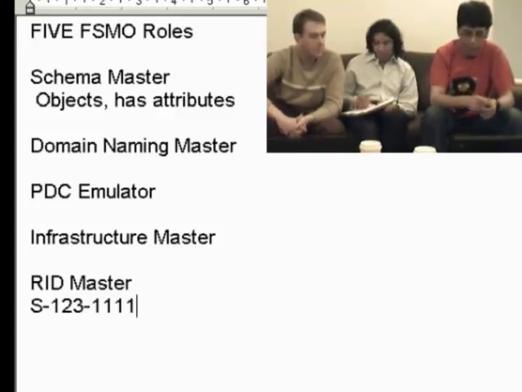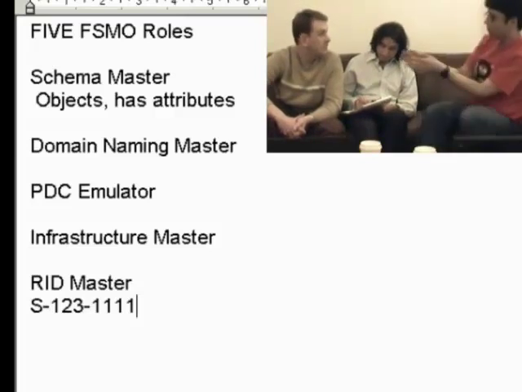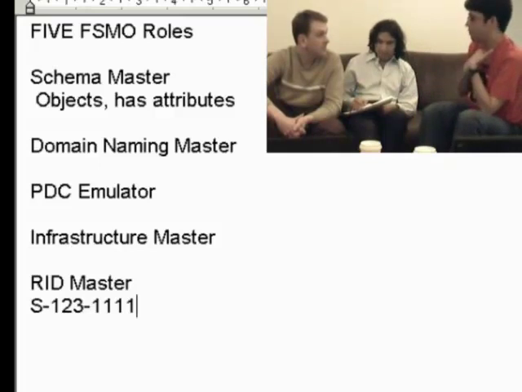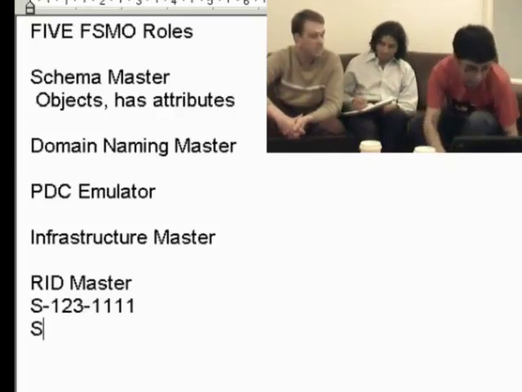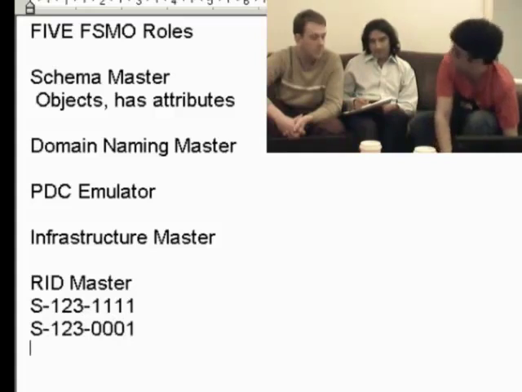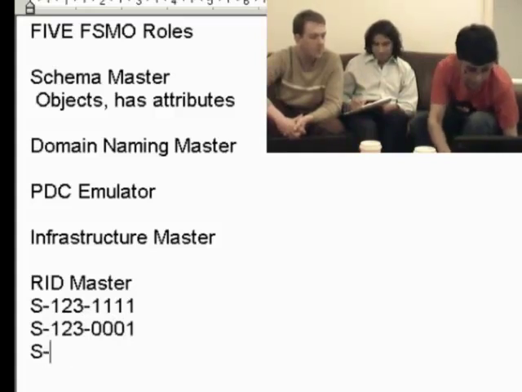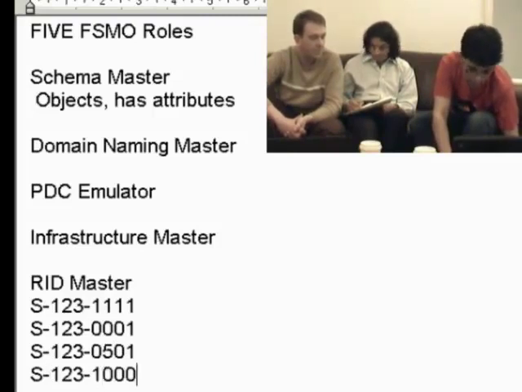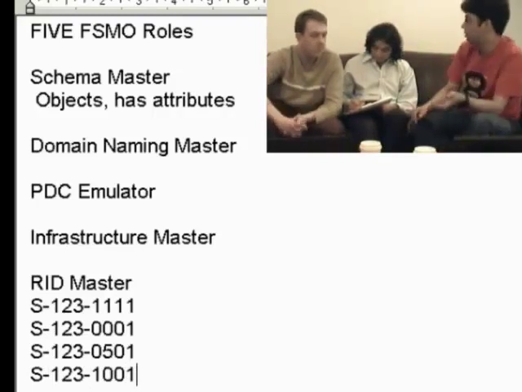Now what the RID master does is he says, right, you can have RIDs 1 to 500, you can have RIDs 501 to 1000, I have 1000 to 1500. So when your user gets created, the full SID will be S123 followed by the first ID in your RID pool. If they connect to Shabby and create a user, it's going to be 501. And if they connect to me, it's going to be S123 1, and the next user is going to be 2, 3, etc. And that's the job of the RID master.